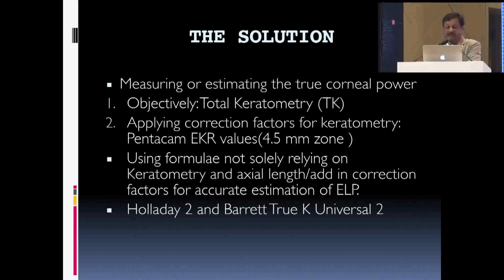And then you can have formulas which are not solely relying on the keratometry and axial length, and they add in correction factors for the accurate estimation of the ELP. So this could be the Holladay 2 and the Barrett True K Universal 2. So these are the two formulas which actually take care of the ELP.